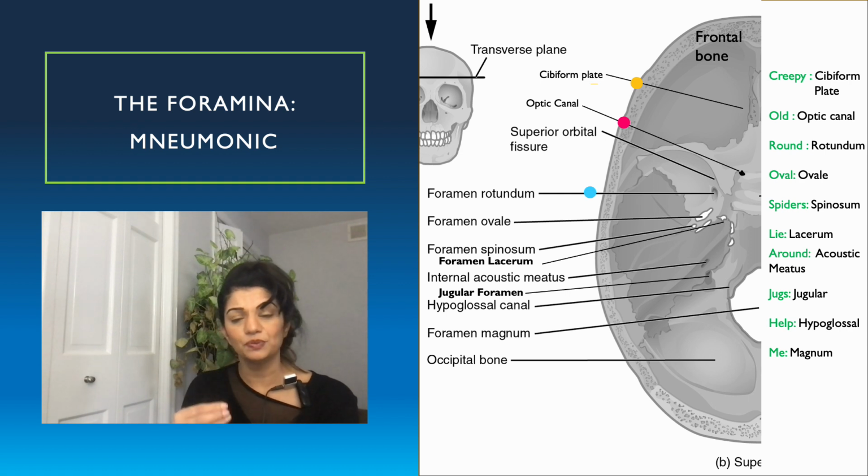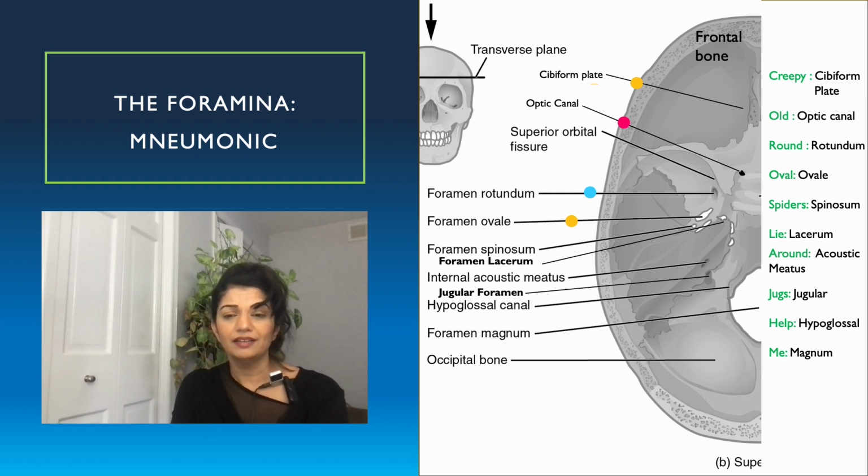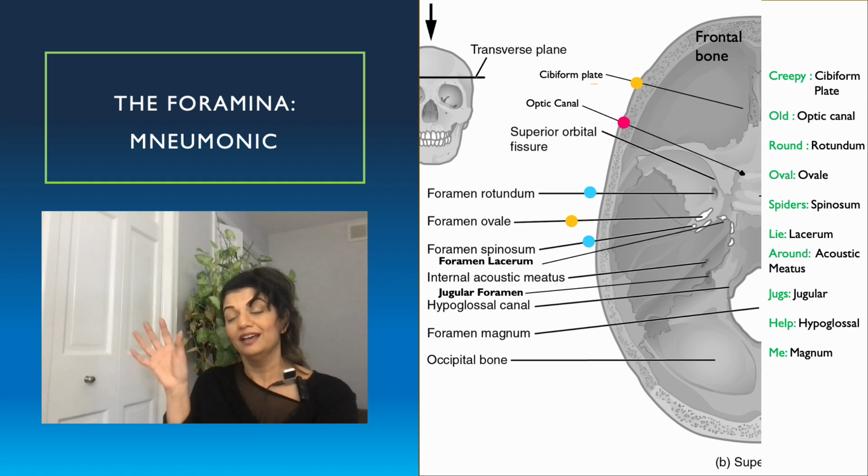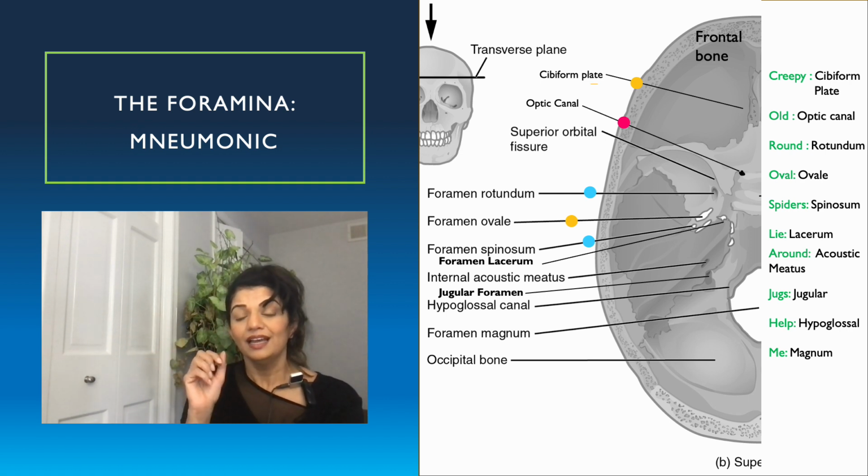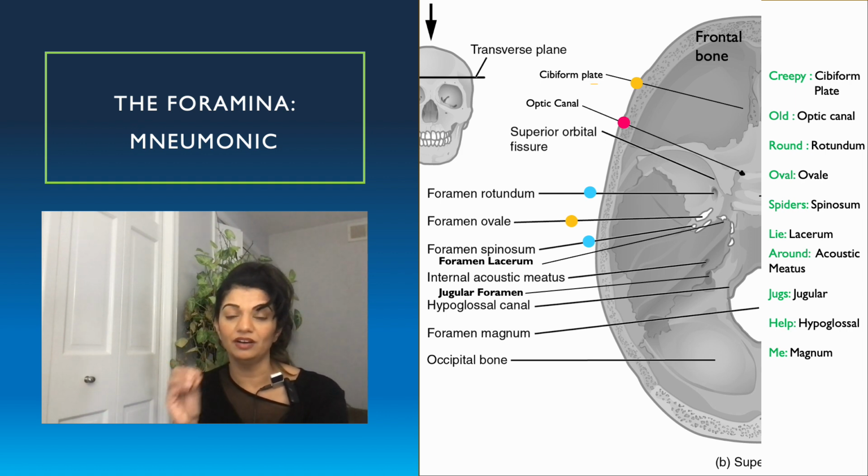Now this is where we have cranial nerve number 5. Okay, then we've got oval for ovale, cranial nerve number 5. There's a branch that goes through there too. Then we've got the foramen spinosum, which is going to be the word for spiders, right? And this one is a little different. It doesn't have a nerve, but what it has is the middle meningeal artery that goes through there.